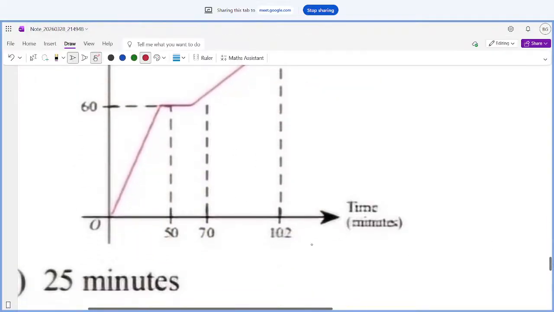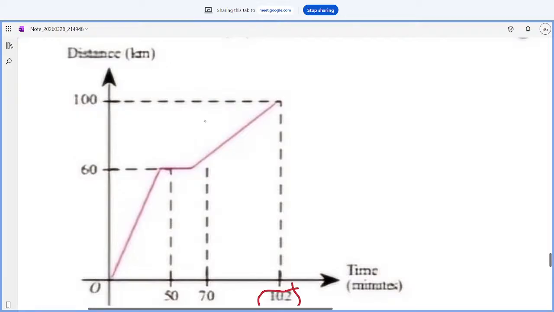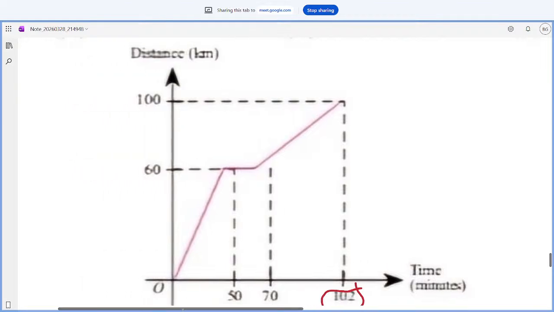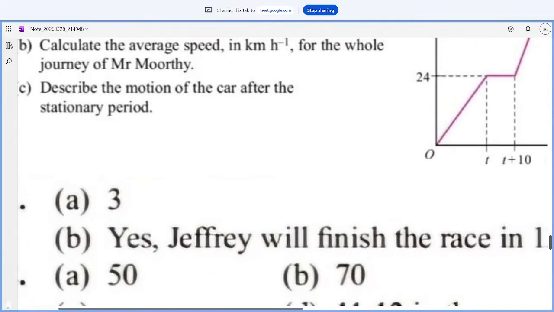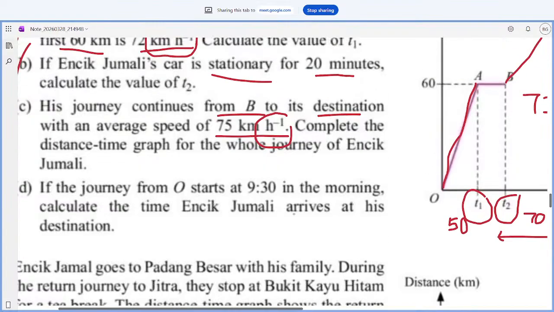Understand guys? Can get the concept? How I get 102? It's the same concept like just now only. 100 minus 60 and then you divide by 75. Okay? You get the answer. Any problem so far? Ada apa-apa masalah setakat ni? Clear? Can? Boleh? Okay. Next one, part D.